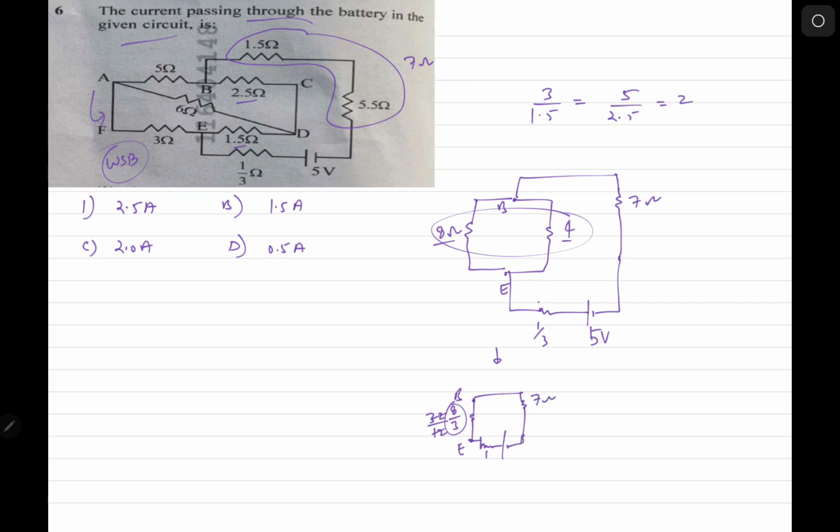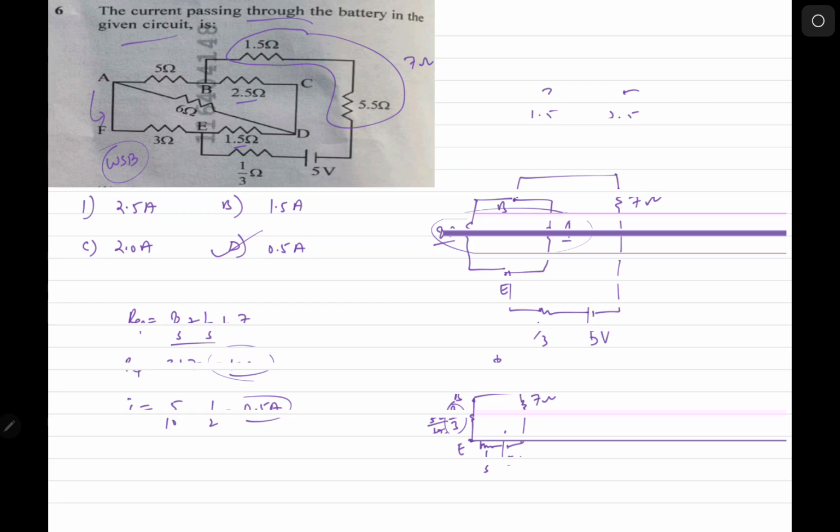Now you can see here all 3 resistors are in series now. So R equivalent is 8 by 3 plus 1 by 3 plus 7, which makes it 9 by 3, 3 only, 3 plus 7 equal to 10 ohm. So I is equal to 5 by 10, which is 1 by 2, 0.5 ampere. That's it. So this is the option D. Okay, so that's about the sixth question. Let's move to the next question.